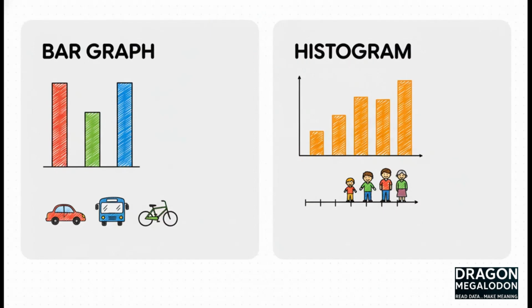Now this is a super common point of confusion, the histogram. They look almost the same, right? But they do totally different jobs. A bar chart compares separate, distinct things, like different brands of cars. But its cousin, the histogram, shows you the distribution of continuous numbers, like people's ages, and the bars usually touch to show that there are no gaps in the data.